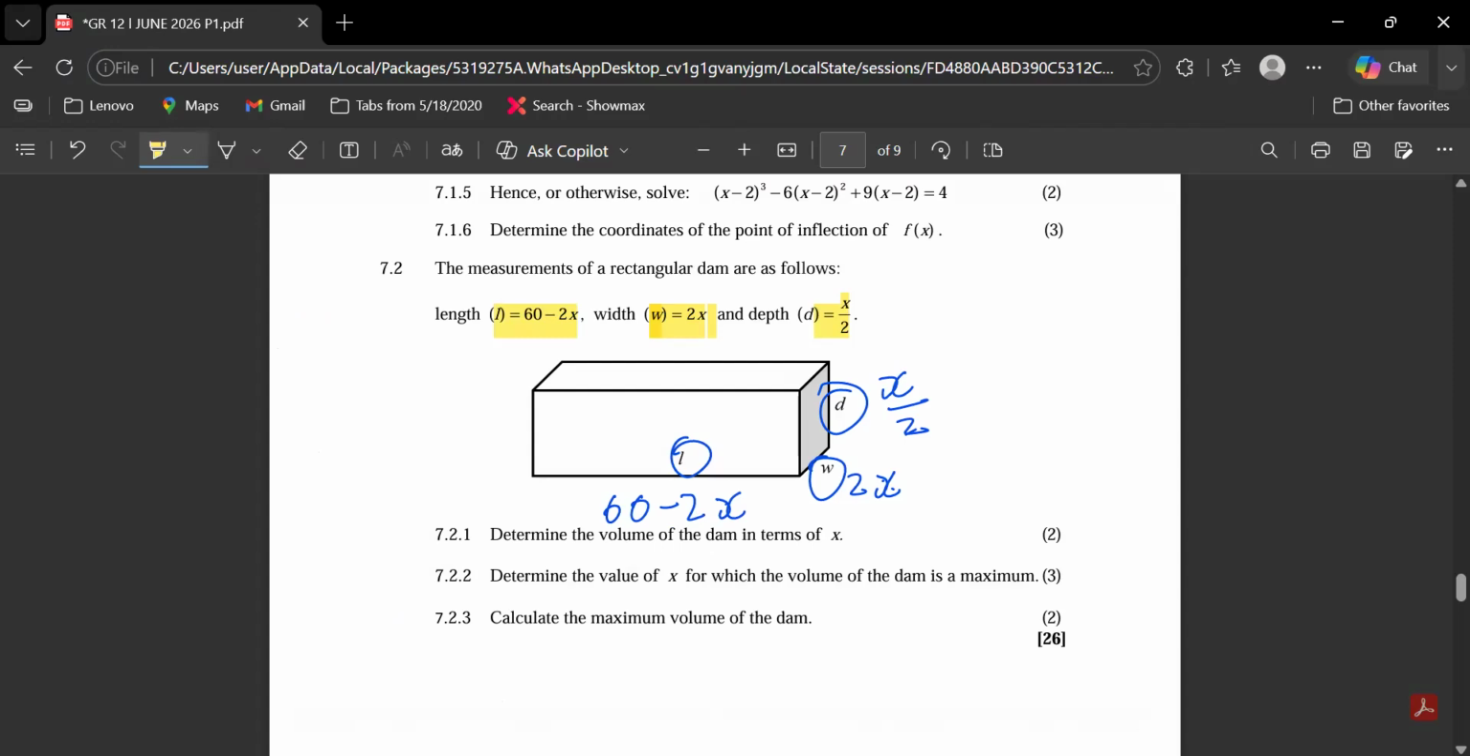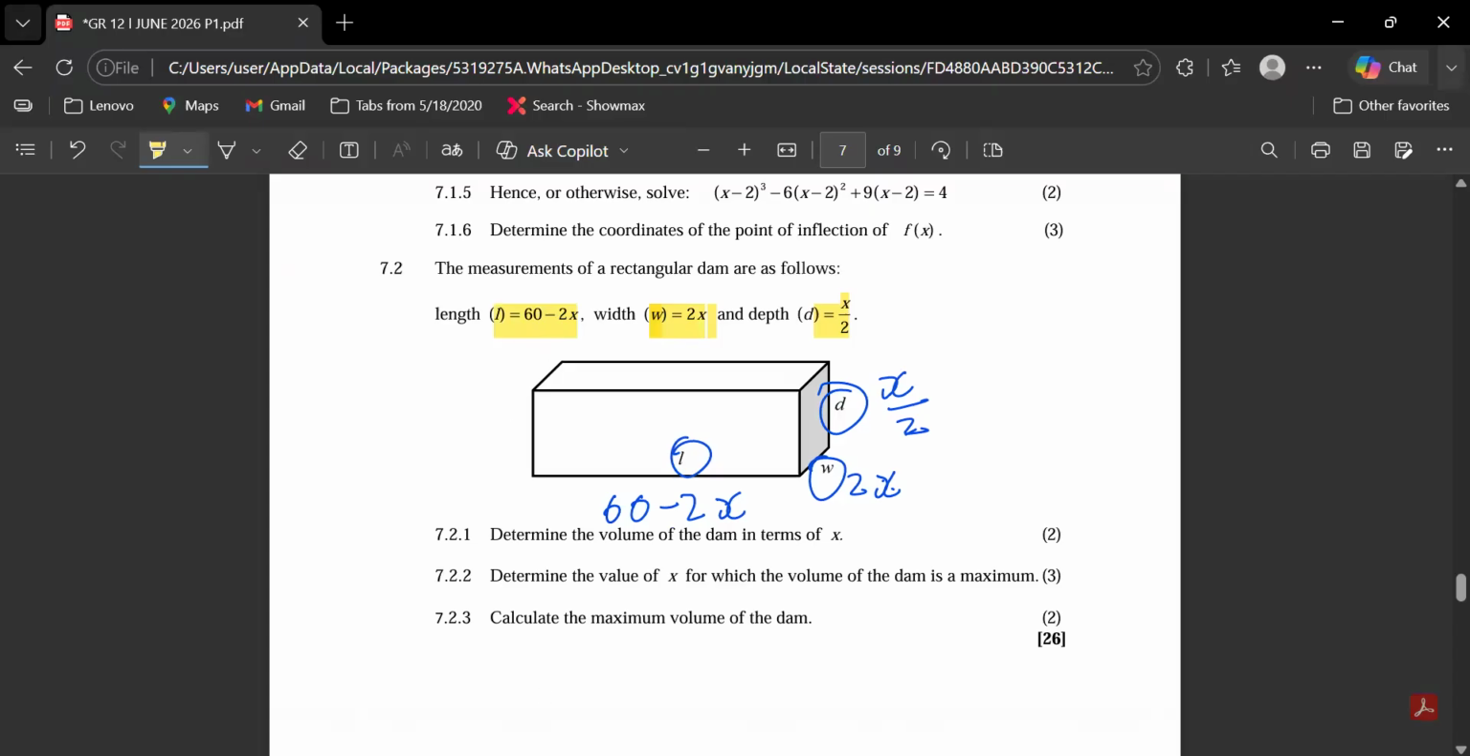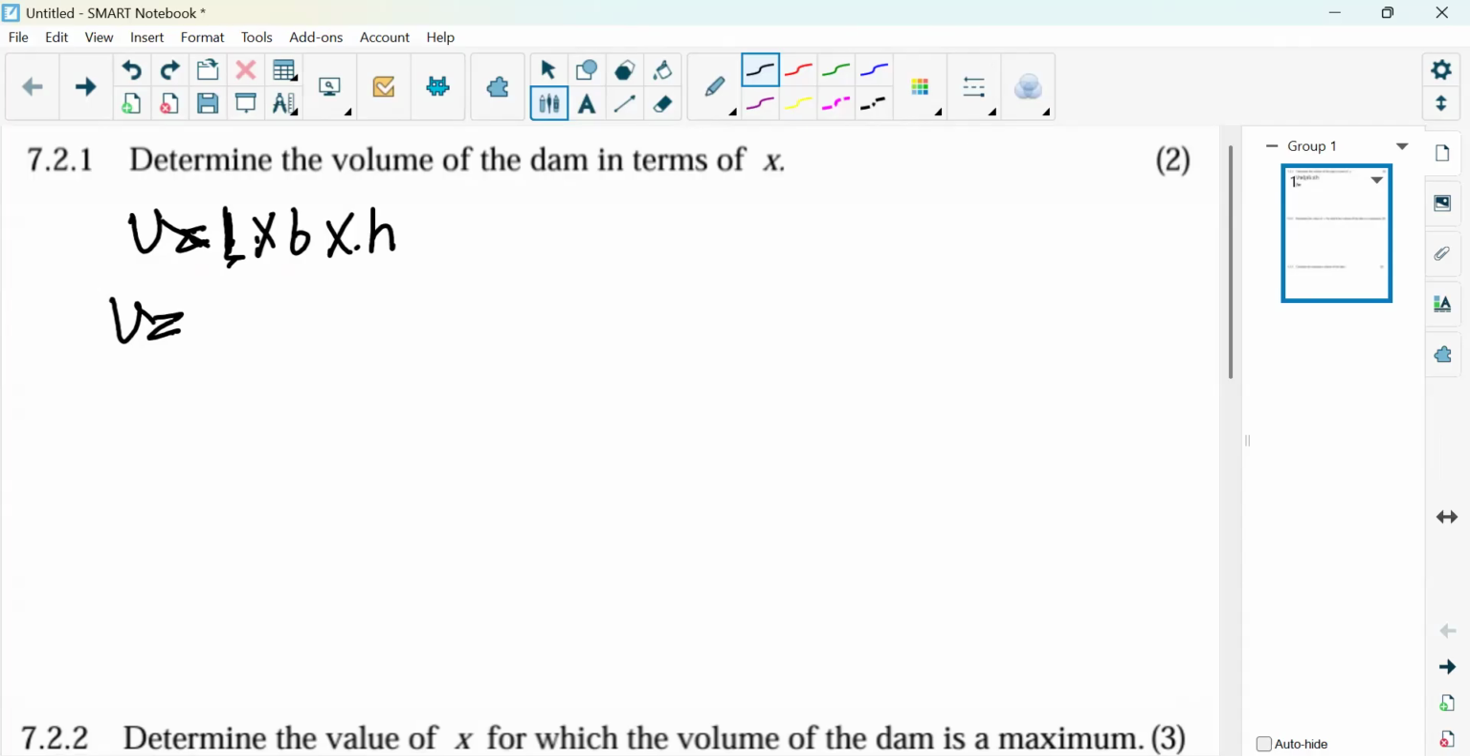The correct formula for volume is V equals L times B times H, which is exactly the dimensions that they gave us. So we're simply going to substitute. As you can see, guys, there's nothing scary here. The only challenge may be remembering the volume of a rectangular prism. What is our length? Our length is 60 minus 2x.